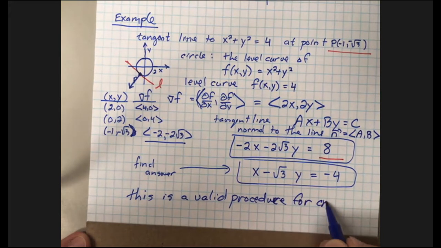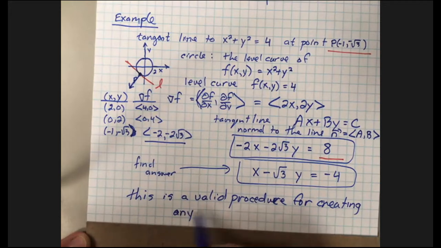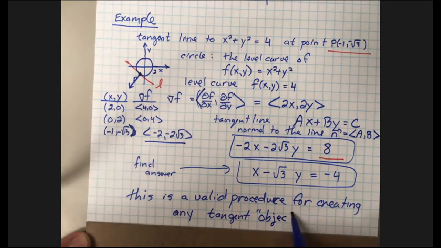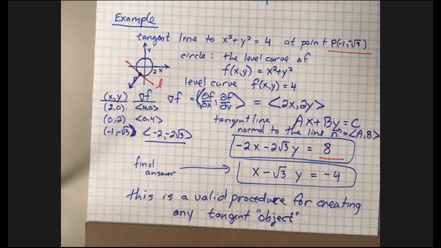For creating any tangent object. And when I say tangent object here, I don't want to be prejudiced and say line, plane, what comes after plane, hyperplane, or whatever people want to call it. Let's just call it the tangent object. If I was being formal, I would just call it the linearization.